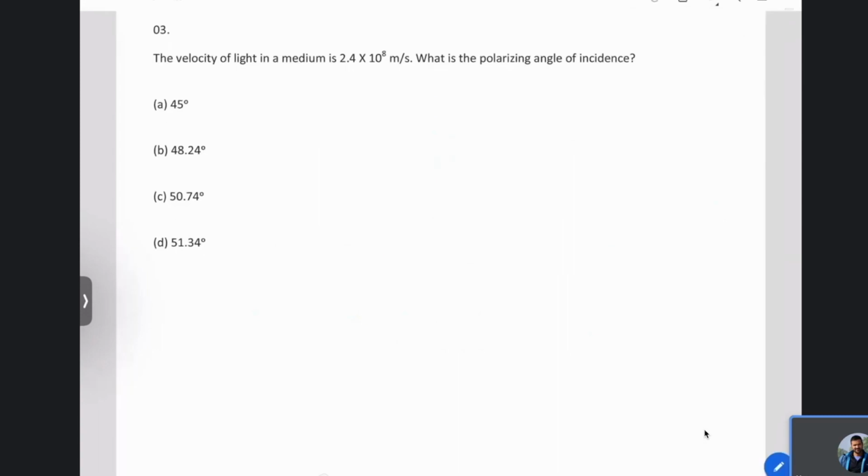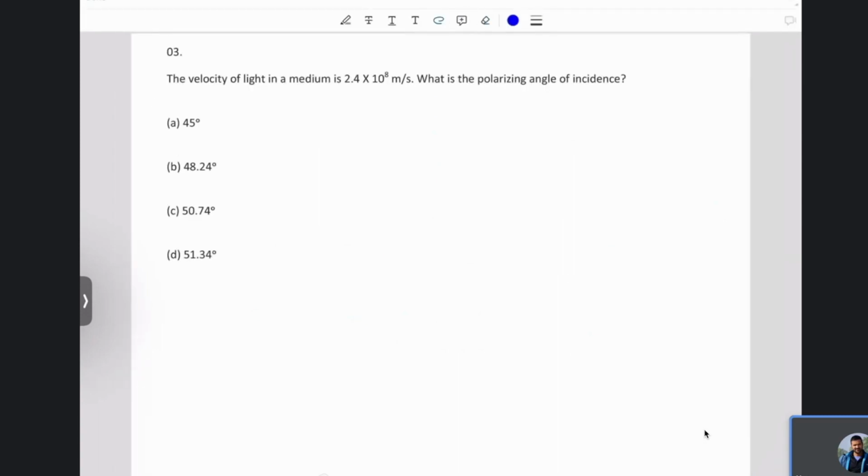Okay, then next problem. The velocity of light in a medium is 2.4 into 10 to the power 8 meter per second. What is the polarizing angle of incidence? This is the reverse of the first problem. We are given the velocity of light in the medium and we have to calculate the polarizing angle of incidence. We know the refractive index is c by v, the speed of light in vacuum divided by the speed of light in the medium, which is 3 into 10 to the power 8 by 2.4 into 10 to the power 8, both in meter per second.